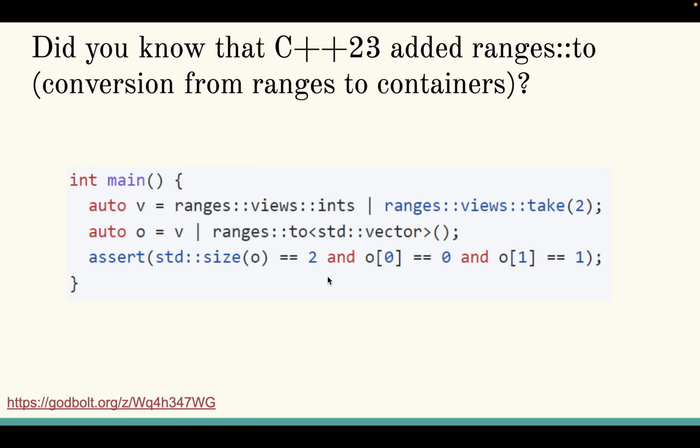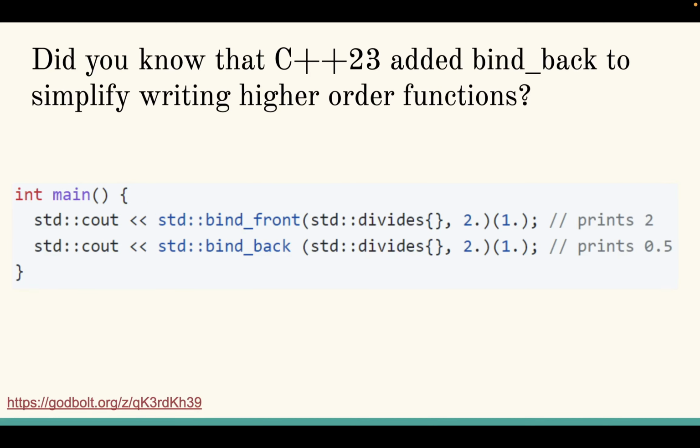Did you know that C++23 added the ranges to function? This is a conversion function from ranges to containers. Yeah, ranges and views are amazing features introduced in C++20. But we can also convert them to real containers. Here we have an example. We pass a view to this function ranges::to by a pipe operator, and it converts the view to a container, to a std::vector. Alright, this is really an amazing feature in C++. I really like this feature.